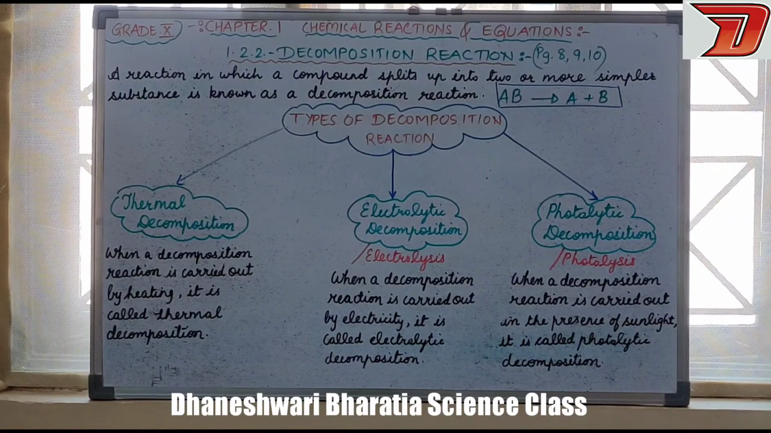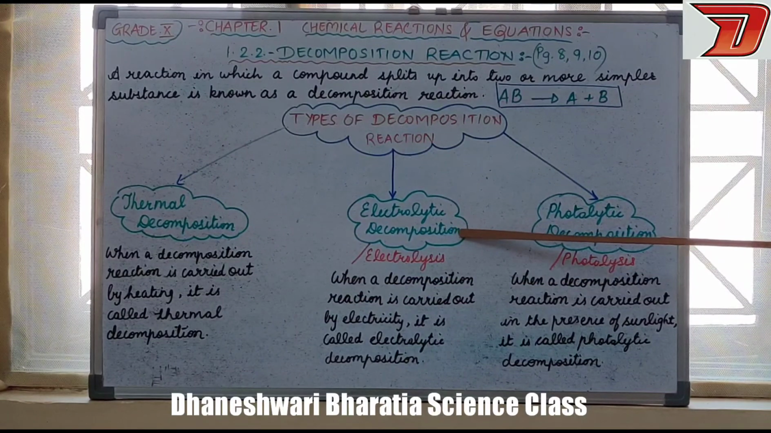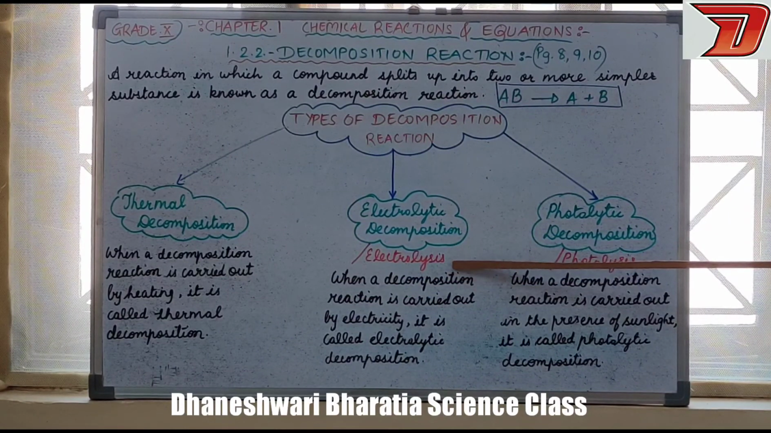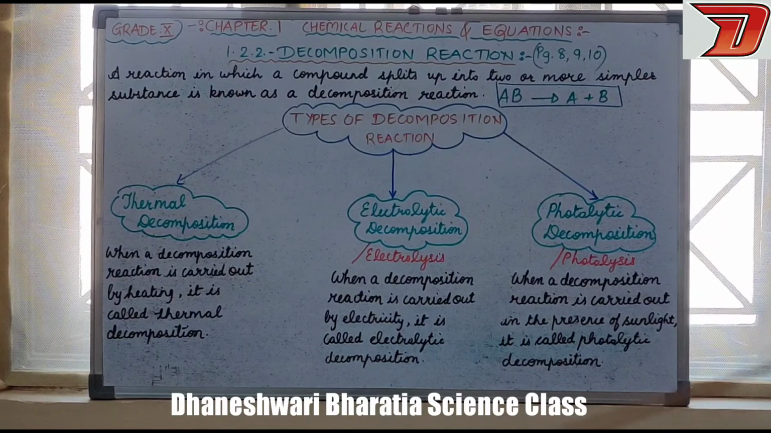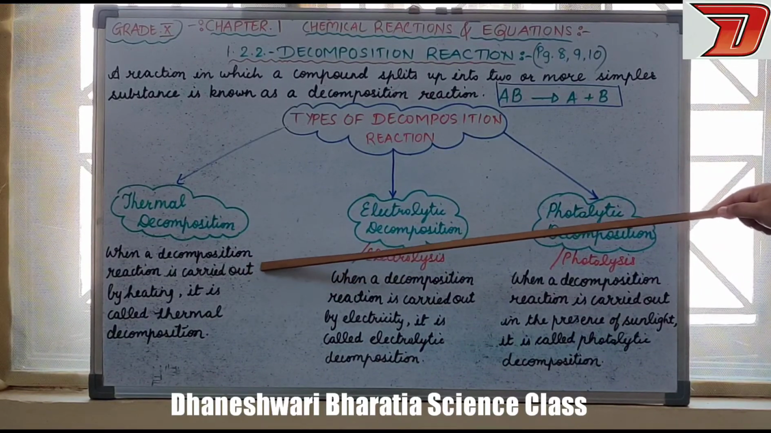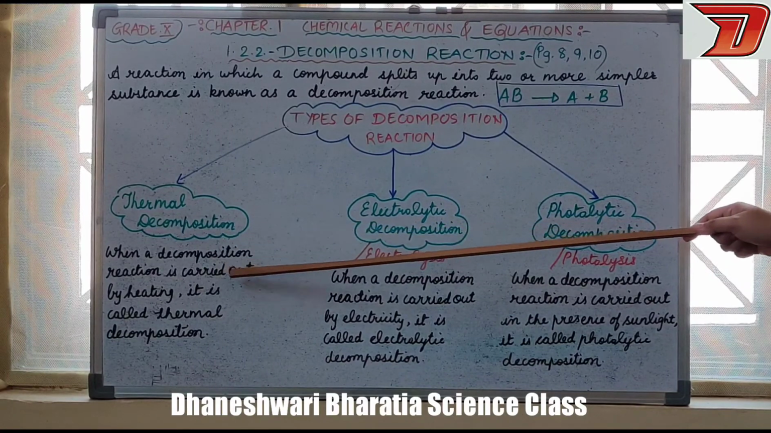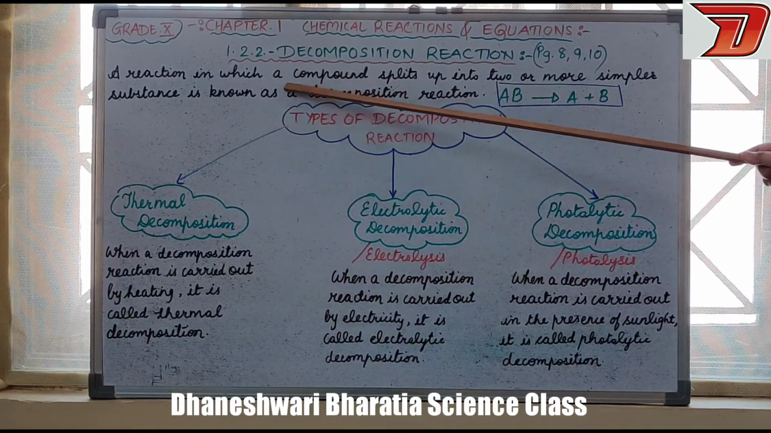Now there are three types of decomposition reaction, and they are thermal decomposition, electrolytic decomposition, which is also known as electrolysis, and the last is photolytic decomposition or photolysis. Okay, lysis tells that something is breaking, right? Thermal means something is related to heat. So in the decomposition reaction, when heat is involved, that reaction is known as thermal decomposition reaction. Please learn the definition. Even this definition is important.